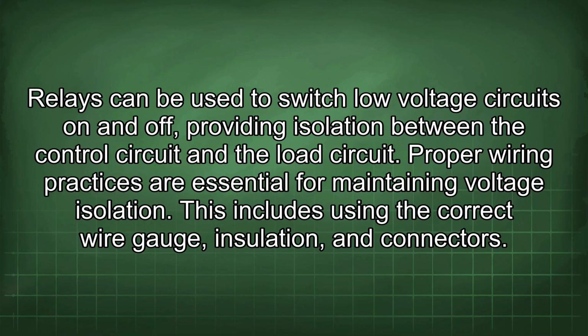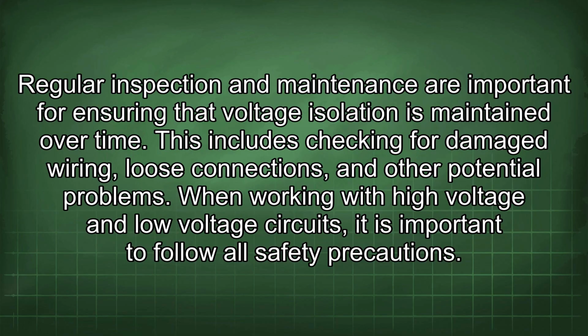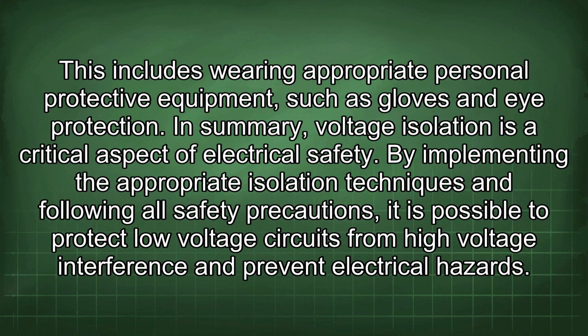This includes using the correct wire gauge, insulation, and connectors. Regular inspection and maintenance are important for ensuring that voltage isolation is maintained over time. This includes checking for damaged wiring, loose connections, and other potential problems. When working with high voltage and low voltage circuits, it is important to follow all safety precautions. This includes wearing appropriate personal protective equipment such as gloves and eye protection.